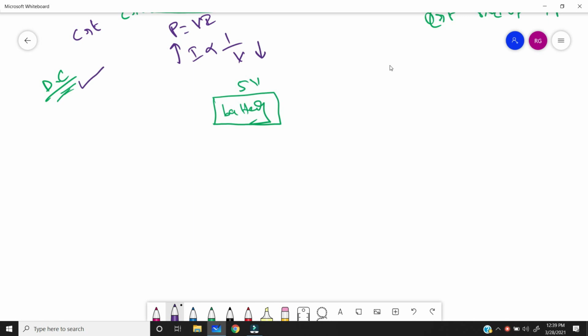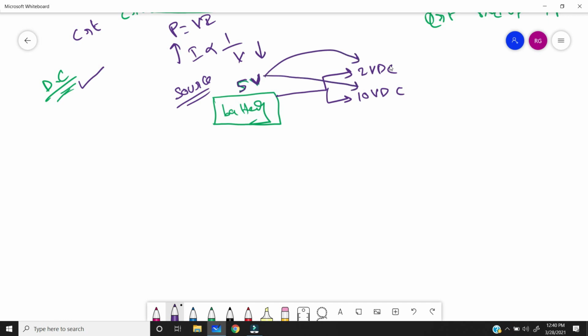Coming to the DC, for example, I'm taking the source as a battery. Okay. DC source as a battery. So batteries have a fixed voltage, right? They have a fixed voltage like 5 volts, 10 volts, like that. But when coming to the loads, DC loads, some loads want 2 volts DC and some other loads want 10 volts DC. So here also, like a transformer, we need to decrease the voltage and we need to increase the voltage. Okay. But transformers do not allow DC.